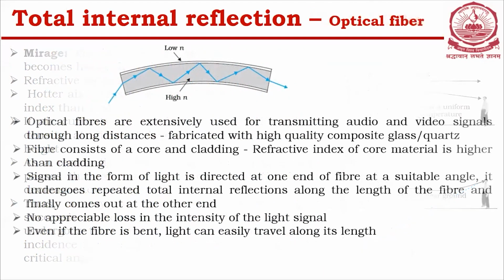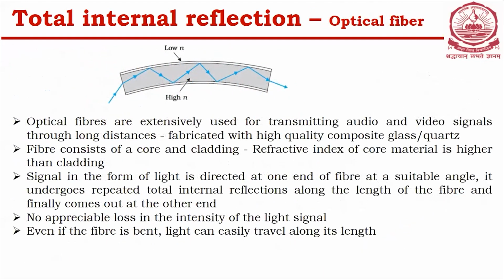Of course, nowadays we are using optical fibers. How the light is communicated through optical fibers is also through total internal reflection. You can see in a fiber, there are two things: one is the core and the other is the cladding. The cladding refractive index is less than the core. So when light passes through this, it gets totally internally reflected from the cladding. In this way, the light passes through without any loss.